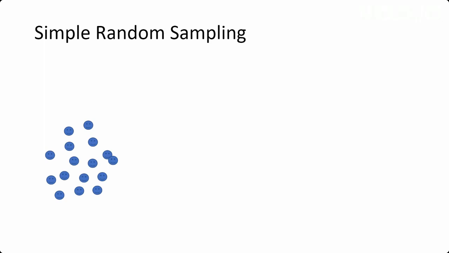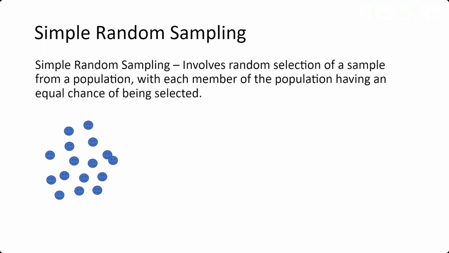Simple random sampling. This involves random selection of a sample from a population, with each member of the population having an equal chance of being selected. In this case, you're picking at random without even knowing which member you are going to pick. It's like picking the balls from the lotto pot. You don't know which number you are going to pick. This is the same system, which is known as simple random sampling.